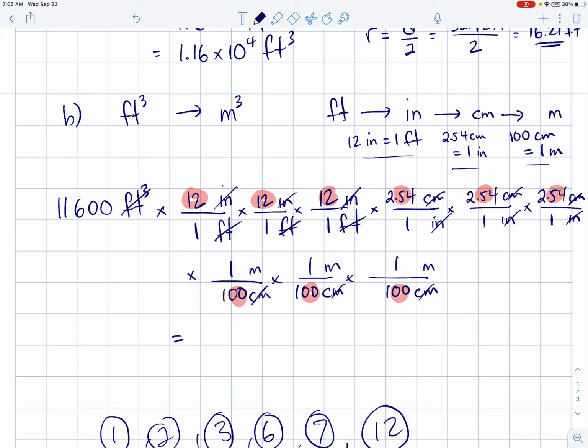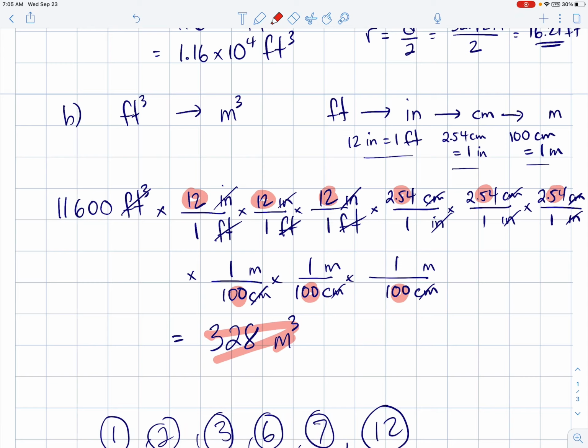My calculator says 328.47, so because it's a 4 after the decimal, I'm going to round it off and just call it 328. And then the units will be meter times meter times meter, which is cubic meters. There's my final answer converted.